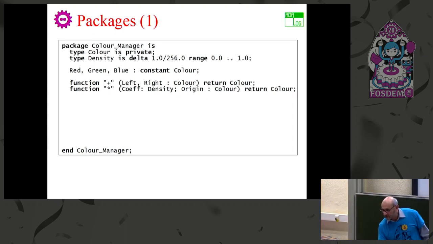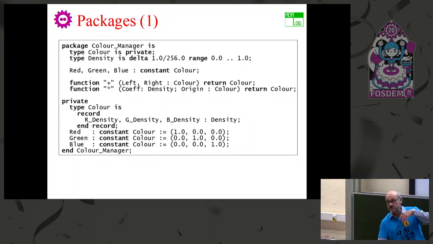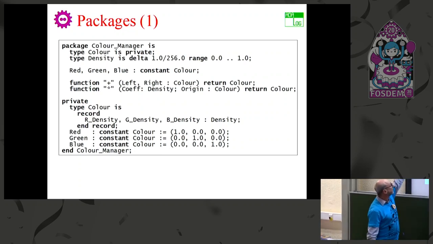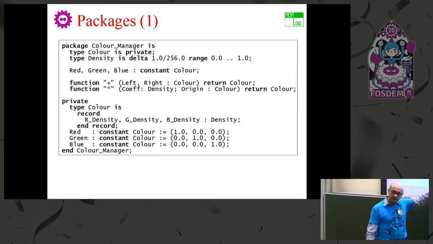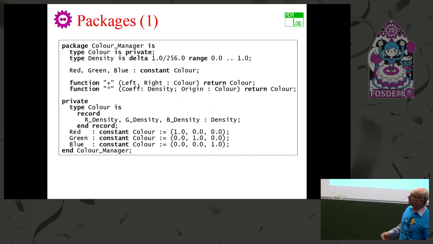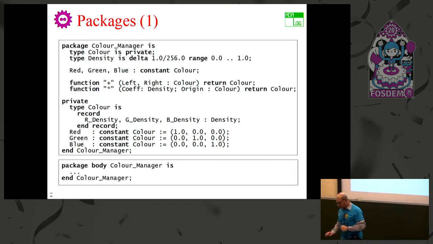There is a problem because the compiler needs to know the implementation if you want to be able to use that abstraction using only the visible part. So a package can have a private part where you tell the truth to the compiler, but the external user cannot make any use of that private part. It's completely checked by the compiler. And then you have the package body, the implementation of the package, where you give the actual code for all the provided operations, okay?